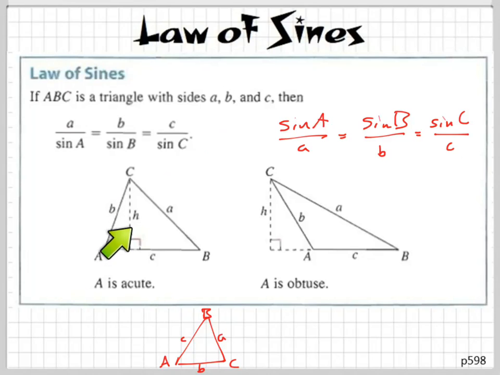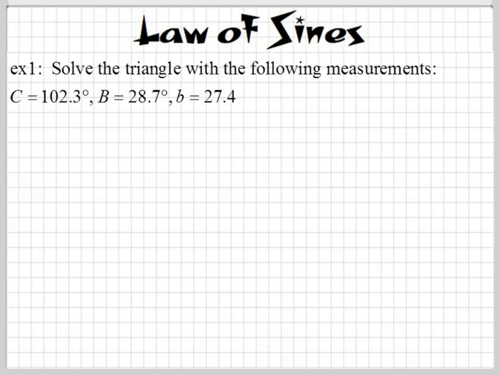These triangles also include h, because h becomes important when we look at how many different triangles can be formed, or if there's an ambiguous case, which we'll look at an example of. Alright, so here's our first example.